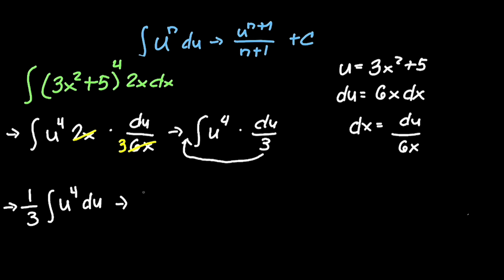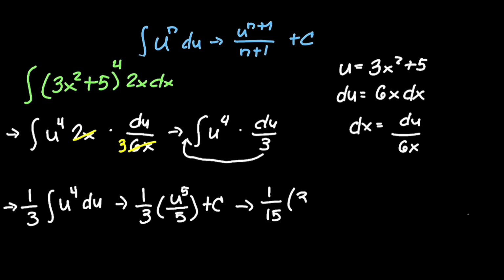Take the integral and you will get 1/3 of u raised to the power 5 over 5 plus c. Final answer would be 1 over 15, because 3 times 5 is equal to 15, multiplied by u to the 5, which will be (3x squared plus 5) raised to the power 5 plus c.